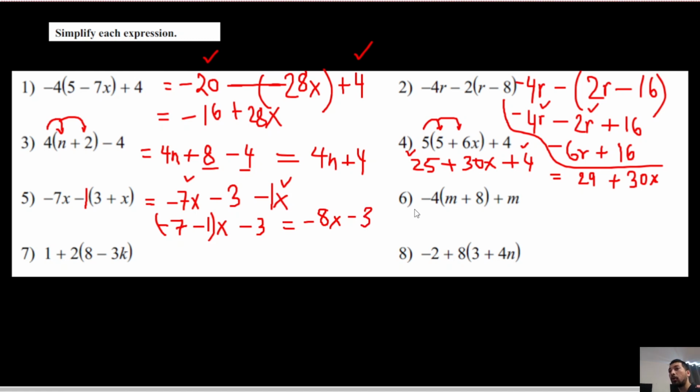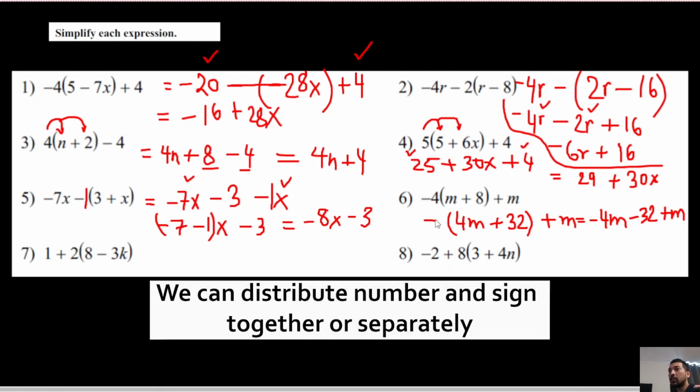For number 6, we have negative 4, open parenthesis, m plus 8, close parenthesis, plus m. So we can distribute this 4 first. We get negative, if we distribute the 4, we get 4m plus 32 plus m. Now if we do distribute the negative sign, we have negative 4m, and then this plus will turn into a minus 32 plus m.